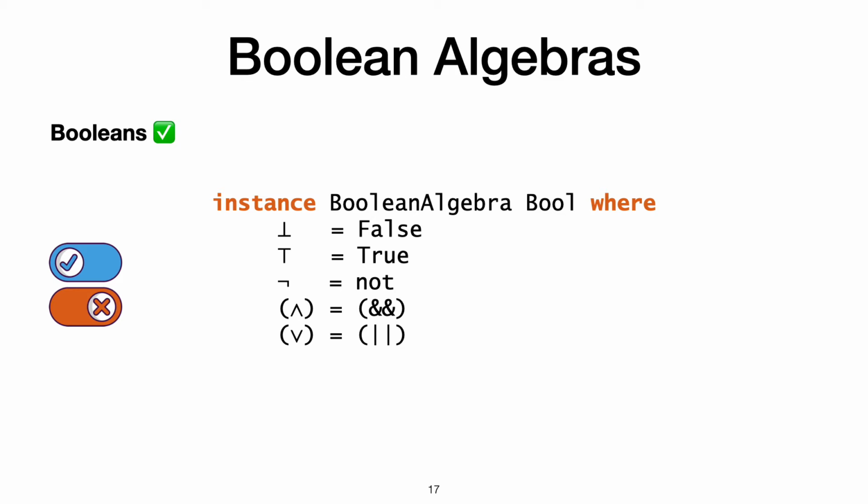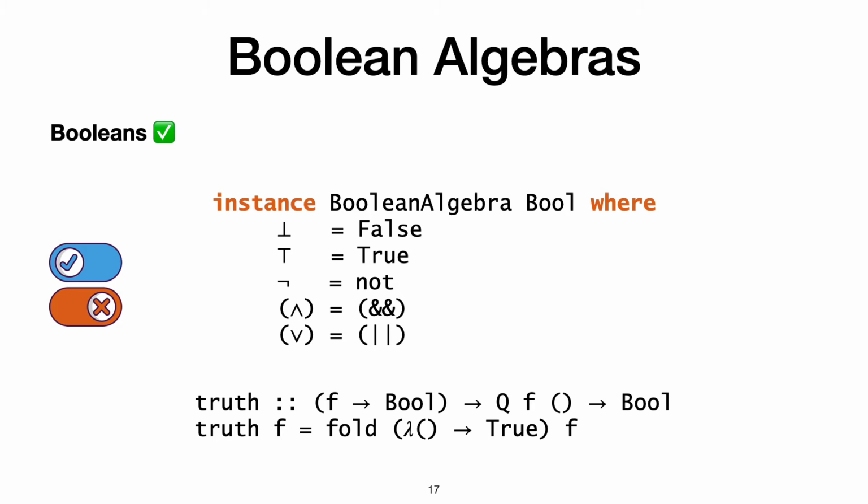Some obvious instances of these Boolean algebras are, for example, Booleans themselves. And with these Booleans, we can decide on the truth of a formula given the truth of the facts. So as you can see here, the operations of Boolean algebra align very well with the Booleans themselves.